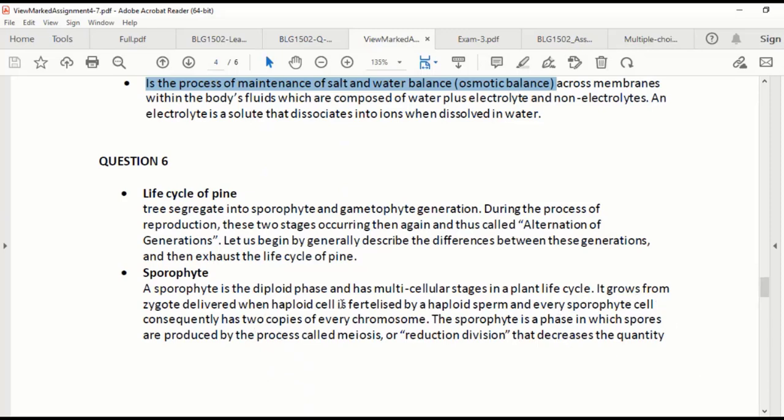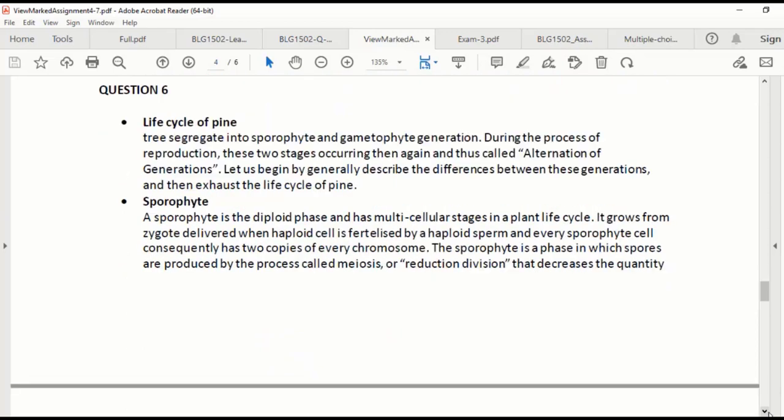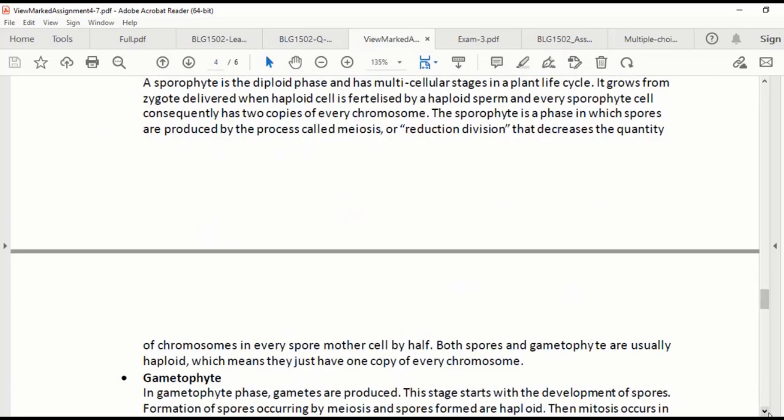It grows from a zygote when a haploid egg cell is fertilized by a haploid sperm, and every cell consequently has two copies of every chromosome. The sporophyte is the phase in which spores are produced by the process called meiosis, a reduction division that decreases the quantity of chromosomes in the spore mother cell by half. Both spores and gametophytes are usually haploid, which means they have one copy of every chromosome.